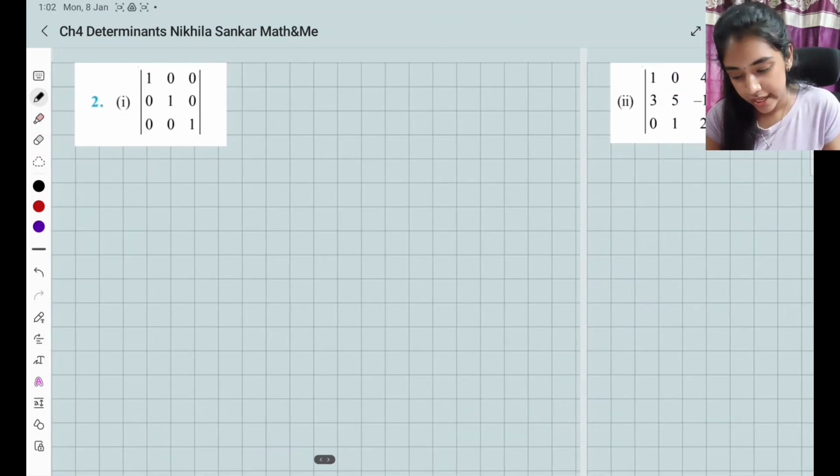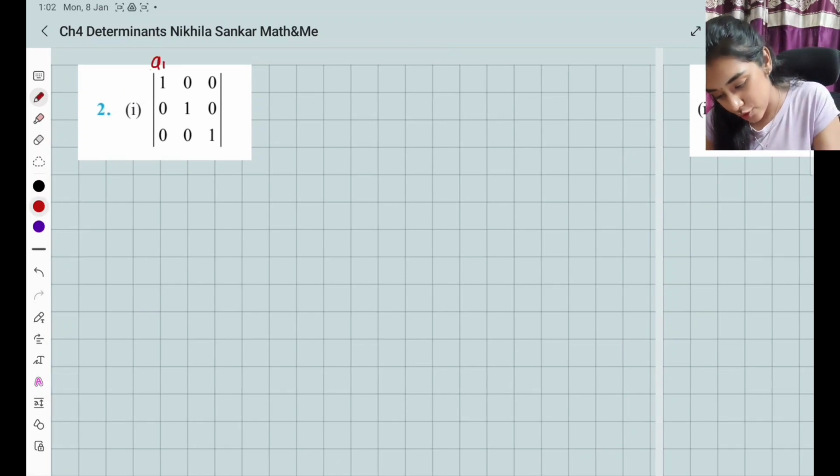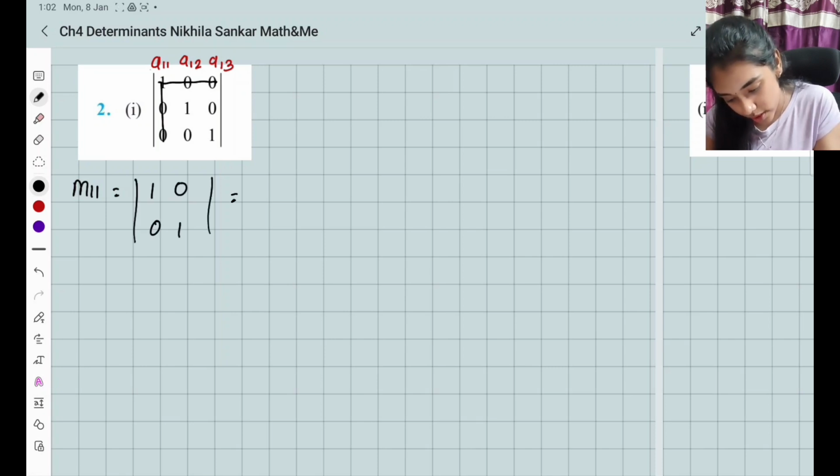Question number 2. Write the minors and the cofactors. So இதுக்குமே minors cofactors. It is going to be a 3 by 3 matrix. Okay, so இப்போ நம்ம எப்படி பண்ண போறோம்? First row. So A11, A12, A13. So let me write down. M11 is going to be first column and first row hide panna. It is going to be 1, 0, 0, 1. So the determinant is going to be 1 minus 0, which is 1.